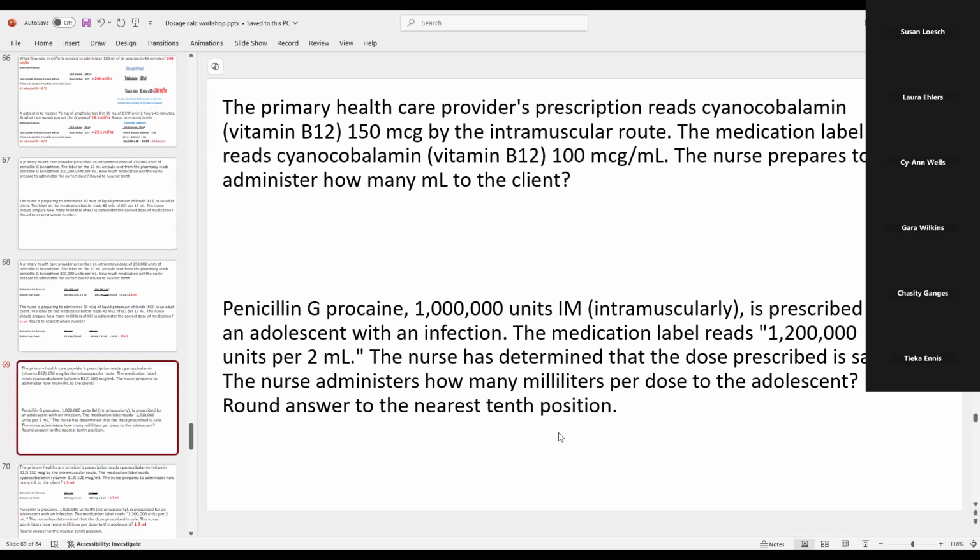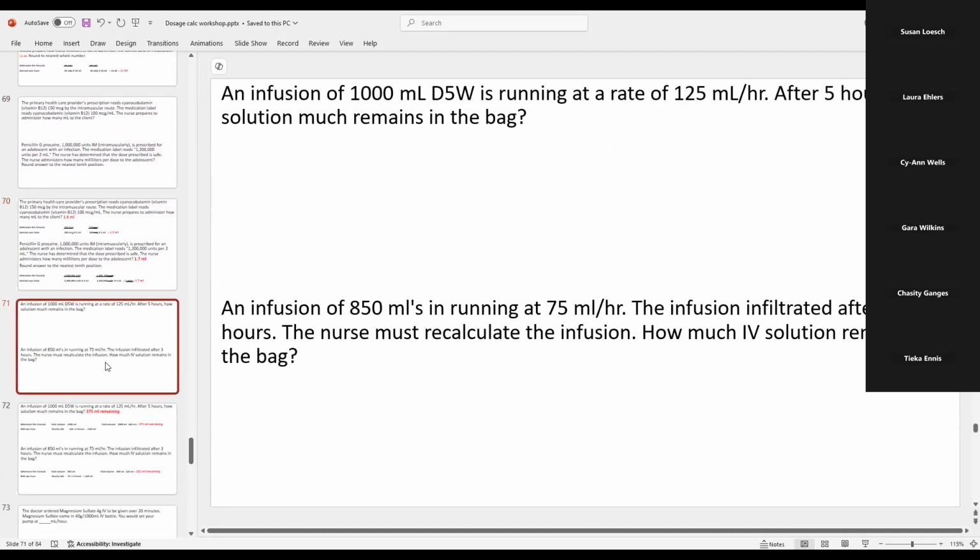All right, let's look at these ones. How are we with these ones? Okay. Anybody have a problem with either one of these? These are just desired over have. Okay, let's try these ones.